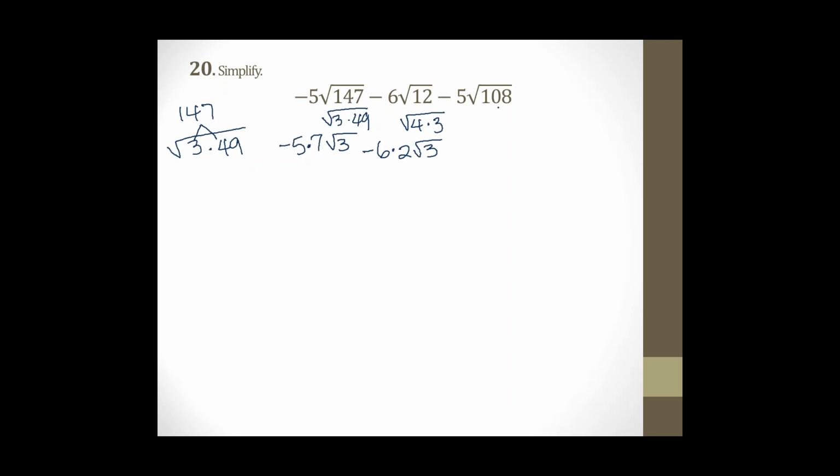And then I want to think about a perfect square that's a factor of 108, and 36 is a perfect square that's a factor of 108. So 36 times 3 equals 108. So the square root of 36 is 6. Don't forget that's minus 5 times 6 times the square root of 3. So I just want to make this clear for you guys. Let's see.